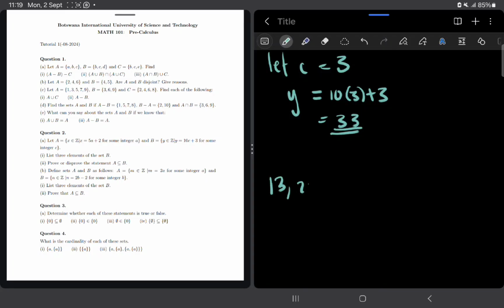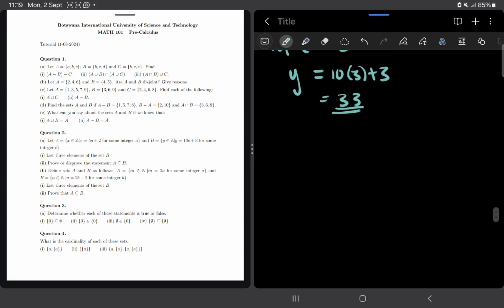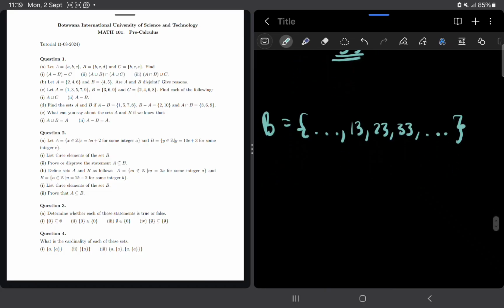Here they just say list, so we can have 13, 23, 33. If you want to write it, since they want elements of the set B, you can say B is equal to, then put dot, dot, dot. Those are ellipsis points, which means you keep going. Then you say 13, 23, 33, comma, dot, dot, dot. The comma and dots mean we keep going. These are the B's. We've listed 3 elements of the set.